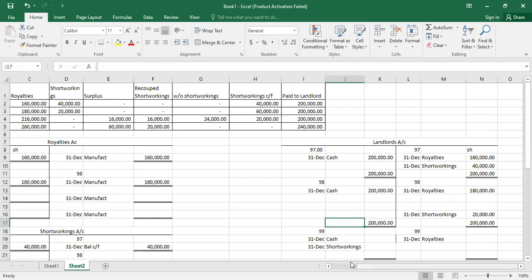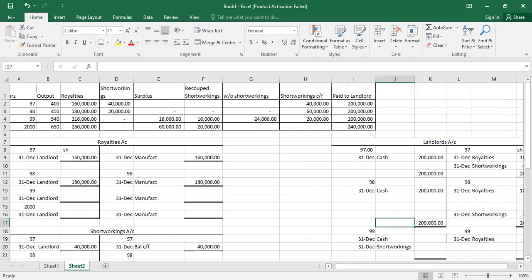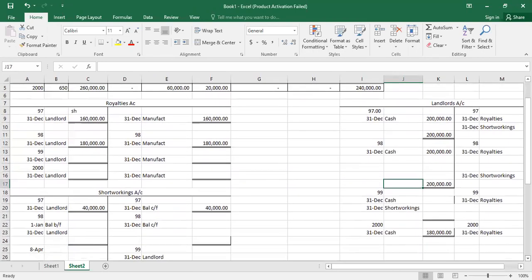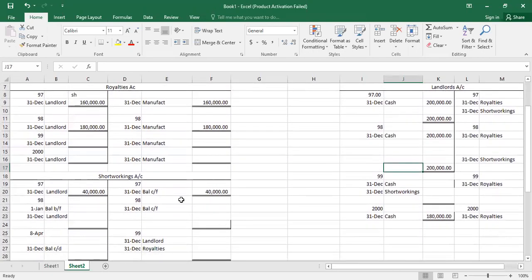Yeah, that is the year 98. We go to the year, I'm supposed to reflect that in my shortcomings. So my carry forward here will be 40,000. Then I have for this particular year 20,000, to close the book at 60,000. Very well.